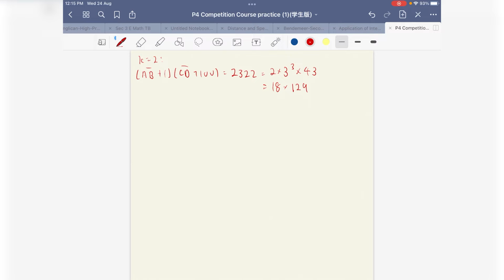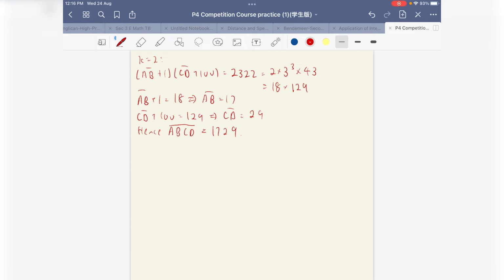So this one will give us a hint. Oh, maybe AB plus 1 is equal to 18. So this one would mean that AB must be equal to 17. And CD plus 100 is equal to 129, implying that CD is equal to 29. Hence, ABCD is equal to 1729.